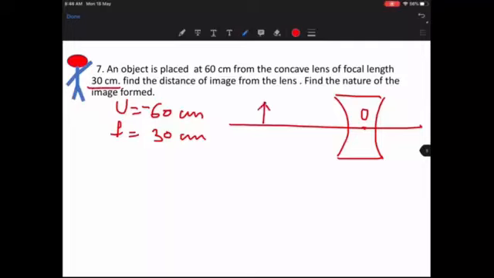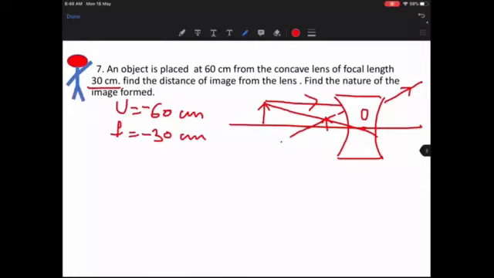For this, you need to know how to draw the diagram. The first ray comes like this here. Okay. It gets refracted like this, but it appears to pass through the focus. The second ray goes like this. So where do they meet? They meet somewhere here. So it is negative. Yes. So I will put a negative sign over here.